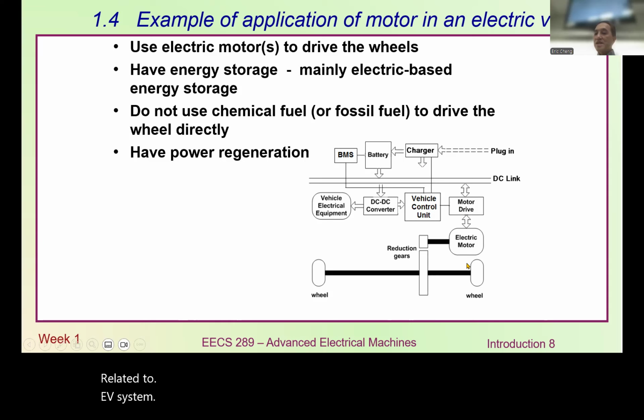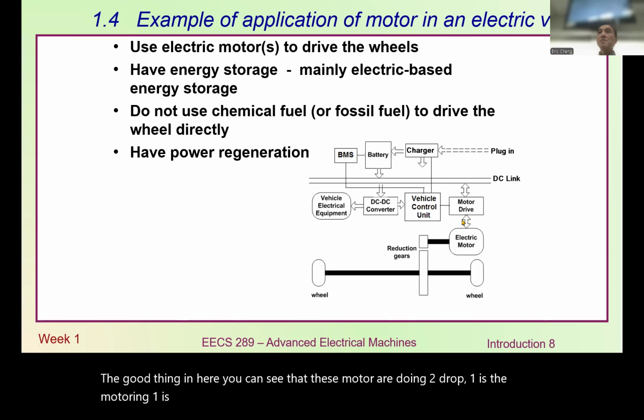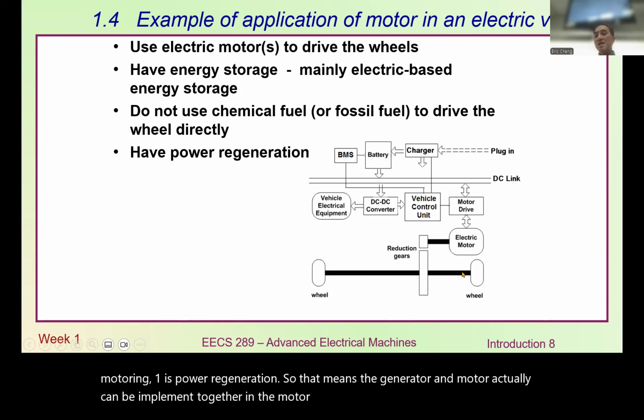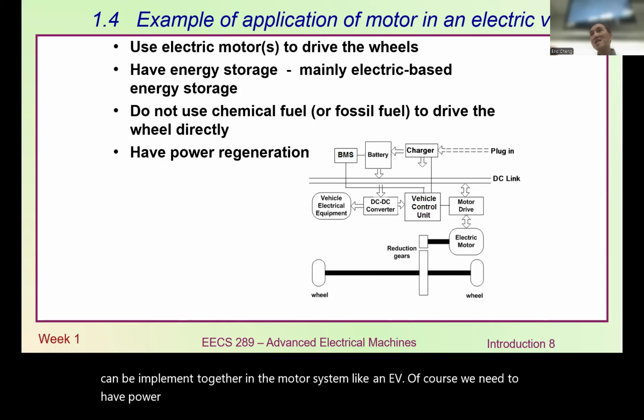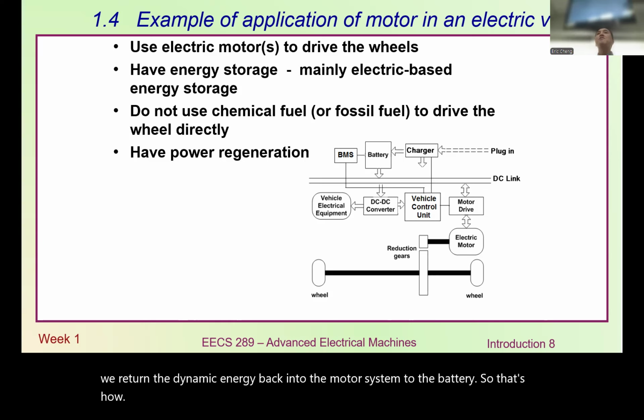The good thing here, you can see that this motor is doing two jobs. One is motoring, one is power regeneration. That means the generator and motor can actually be implemented together in a motor system. Like in an EV, of course, we need power regeneration. When the vehicle is going down the hill or braking, we return the kinetic energy back through the motor system to the battery. So that's a typical application for a motor.